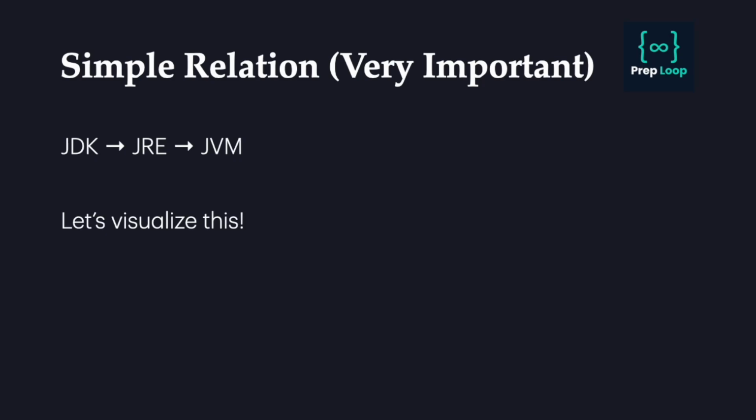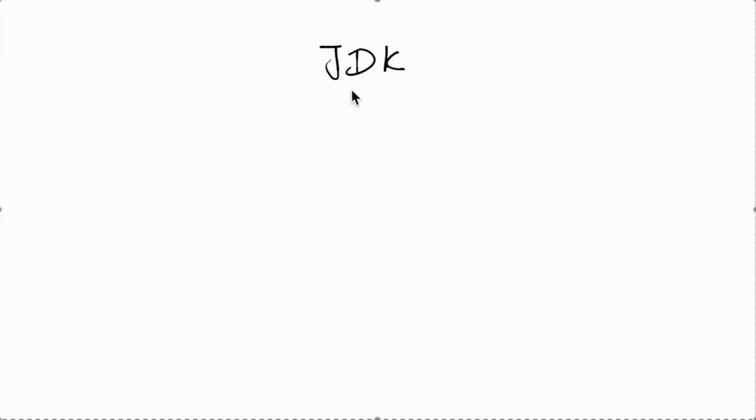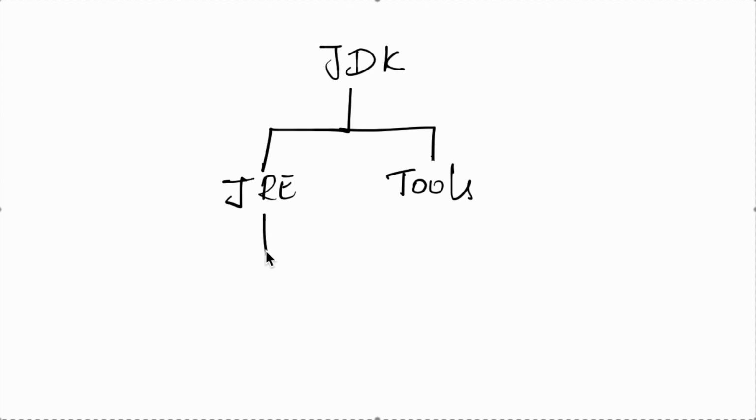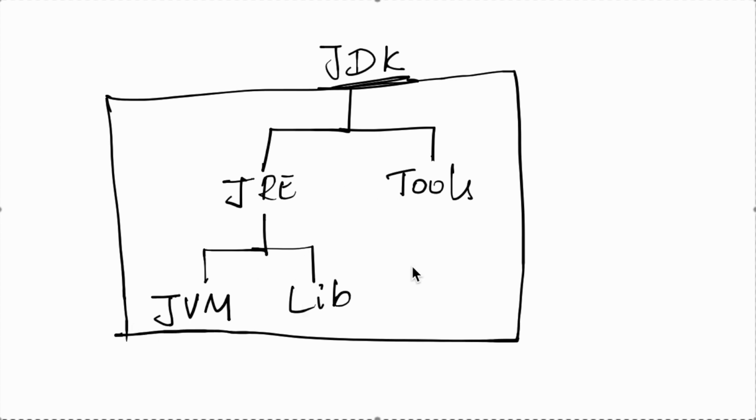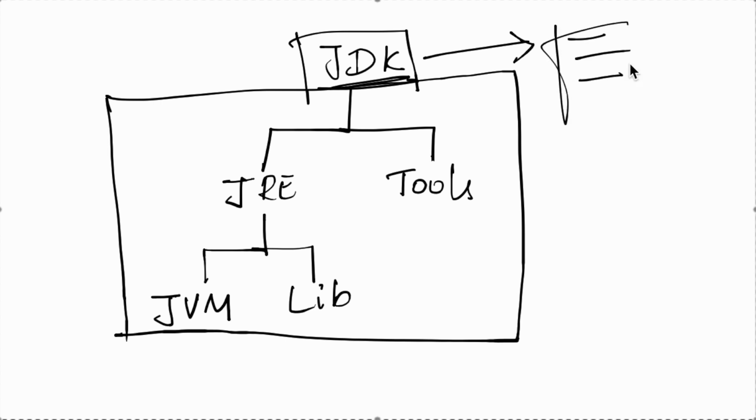Let's visualize this. JDK contains JRE and development tools. JRE contains JVM and libraries. So if you install JDK, it automatically has JRE, JVM, and the libraries and tools required. That's why developers usually install only JDK and don't worry about the others separately. JDK provides everything required to develop, run and execute your Java applications.